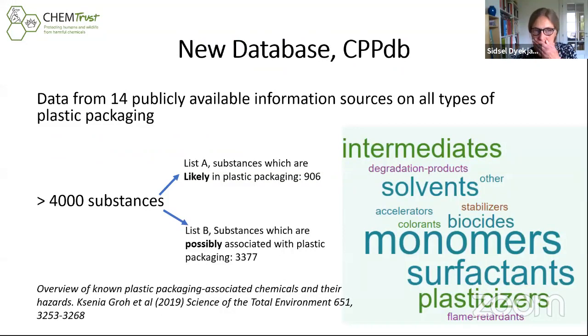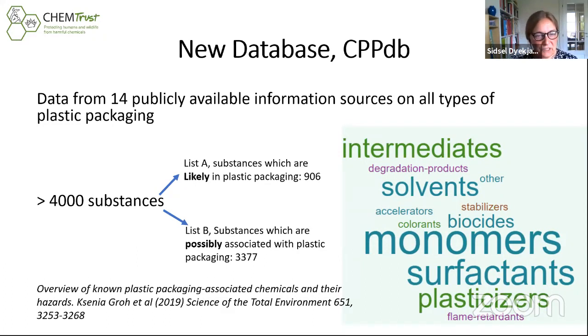During this project, more than 4,000 chemicals used in plastic packaging were identified. And the database collected information from 14 publicly available sources. But as you can see here, it was still difficult for the scientists from Food Packaging Forum to really find information on whether each substance was actually used in packaging or not. So they had 900 that they found were likely used in plastic packaging, and more than 3,000 substances that were possibly used in plastic packaging.